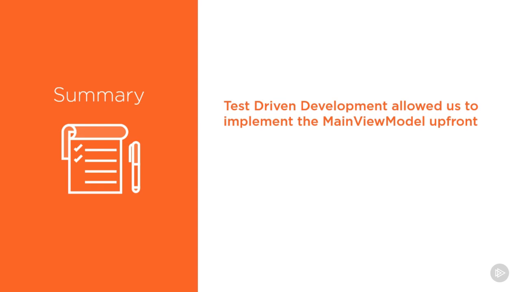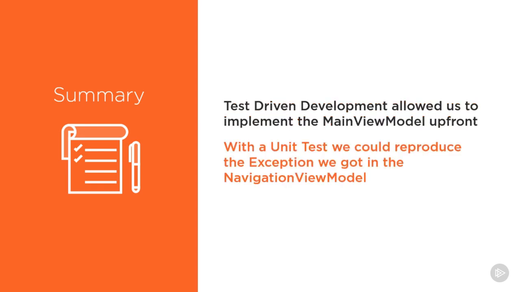Instead of just implementing the logic to support this, we have written a unit test. And with that unit test, we were able to reproduce the exception that we got in the navigation view model while running the application. And with that unit test, it was quite simple to implement the logic in the navigation view model. Okay, so we are done with adding a new friend in the friend storage application. We can now add and save friends. Now let's continue and let's see how we can delete an existing friend.